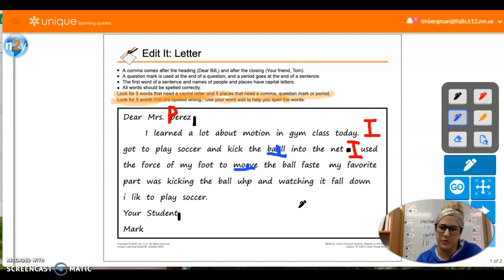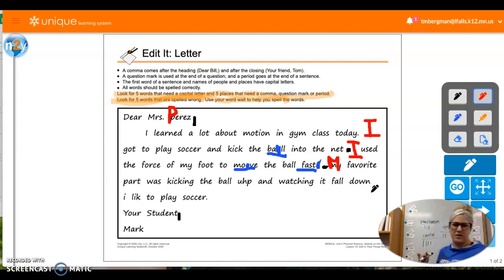I use the force of my foot to move the ball fast. That sounds like it's the end of a sentence because I kind of just stopped right there, didn't I? So I'll put a period right here. And then what about this word fast? How should it be spelled? Yeah, we don't need that E. I know a lot of words have that silent E, right? But this word does not. We do not need it. Okay, this is another beginning of a sentence. What should this have? A capital letter. Nice job.